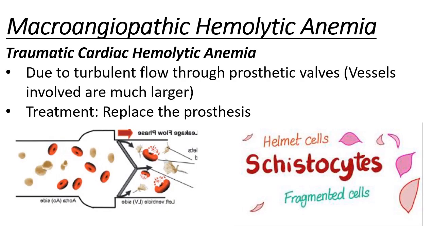Let's proceed with macroangiopathic hemolytic anemia. So, the primary example of this is in our patient setting. Tingnan natin kung meron silang prosthesis. And kapag ang hemolytic anemia is caused primarily by their prosthesis, ang term dyan ay traumatic cardiac hemolytic anemia. Okay? Paano nagkakaroon ng hemolysis kapag may prosthesis?